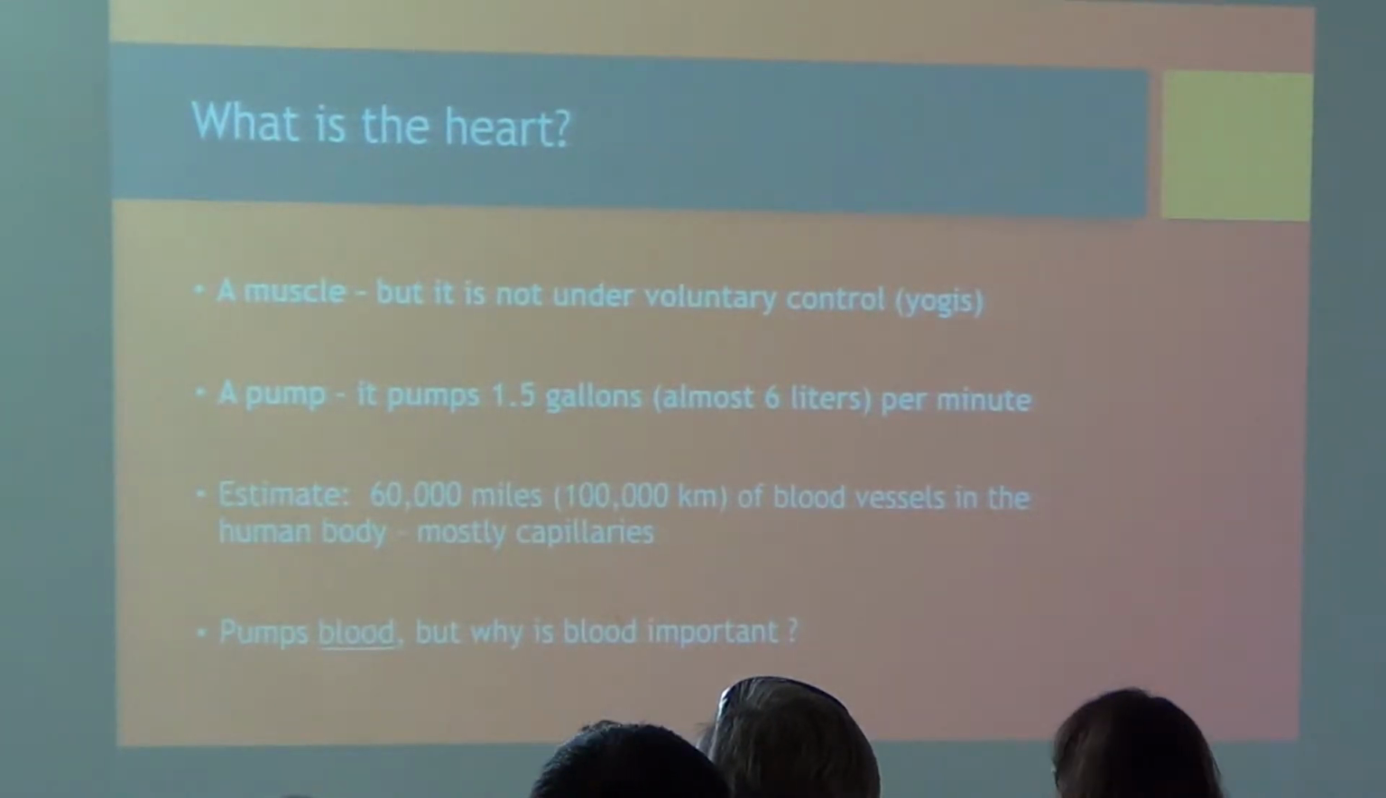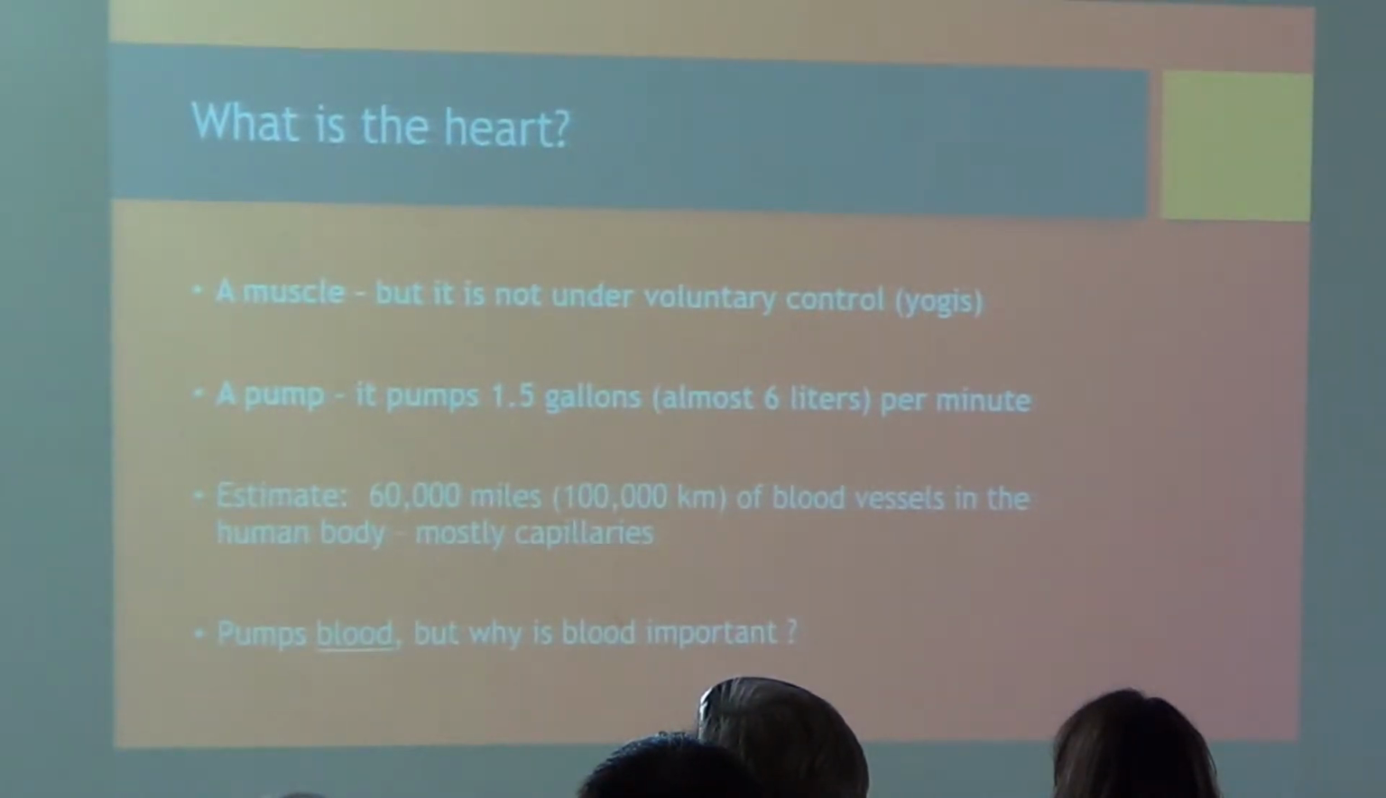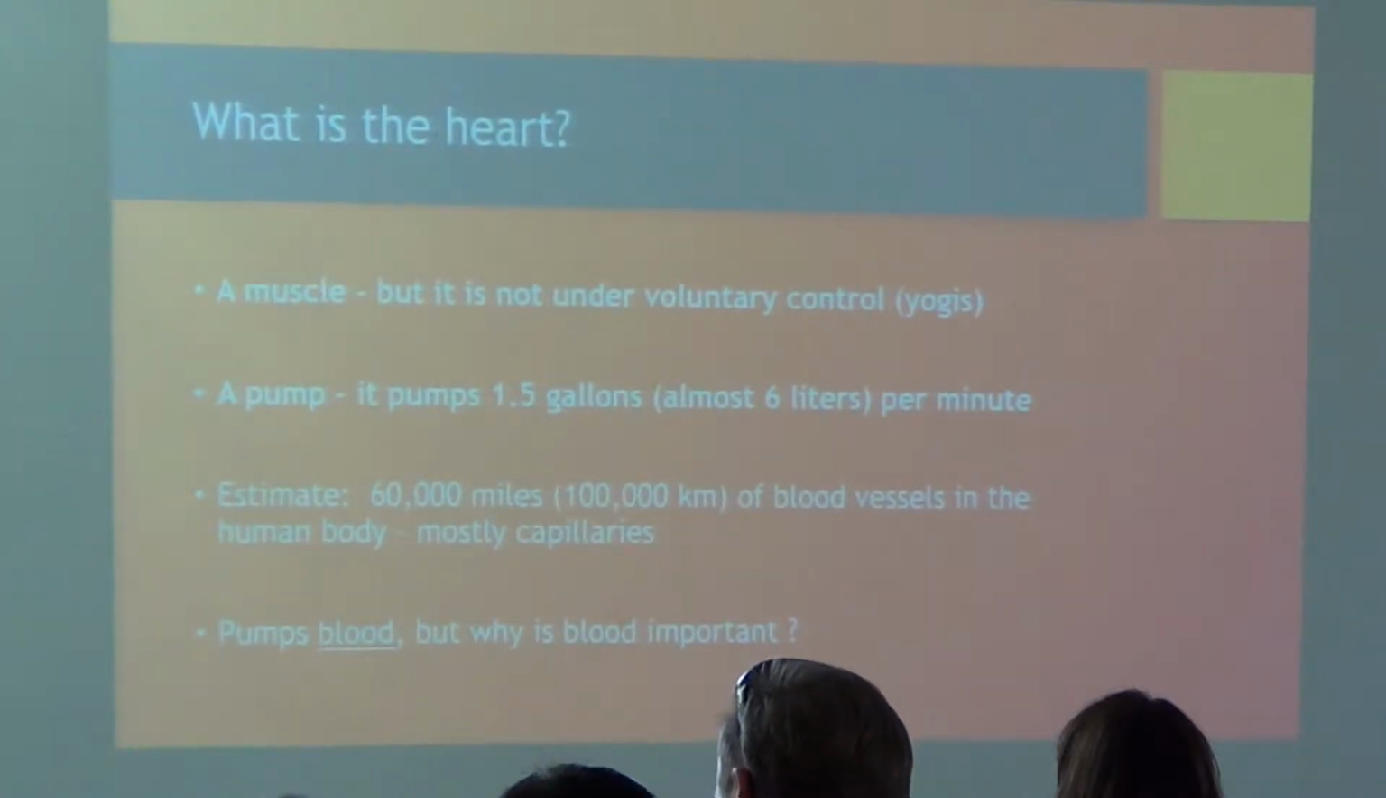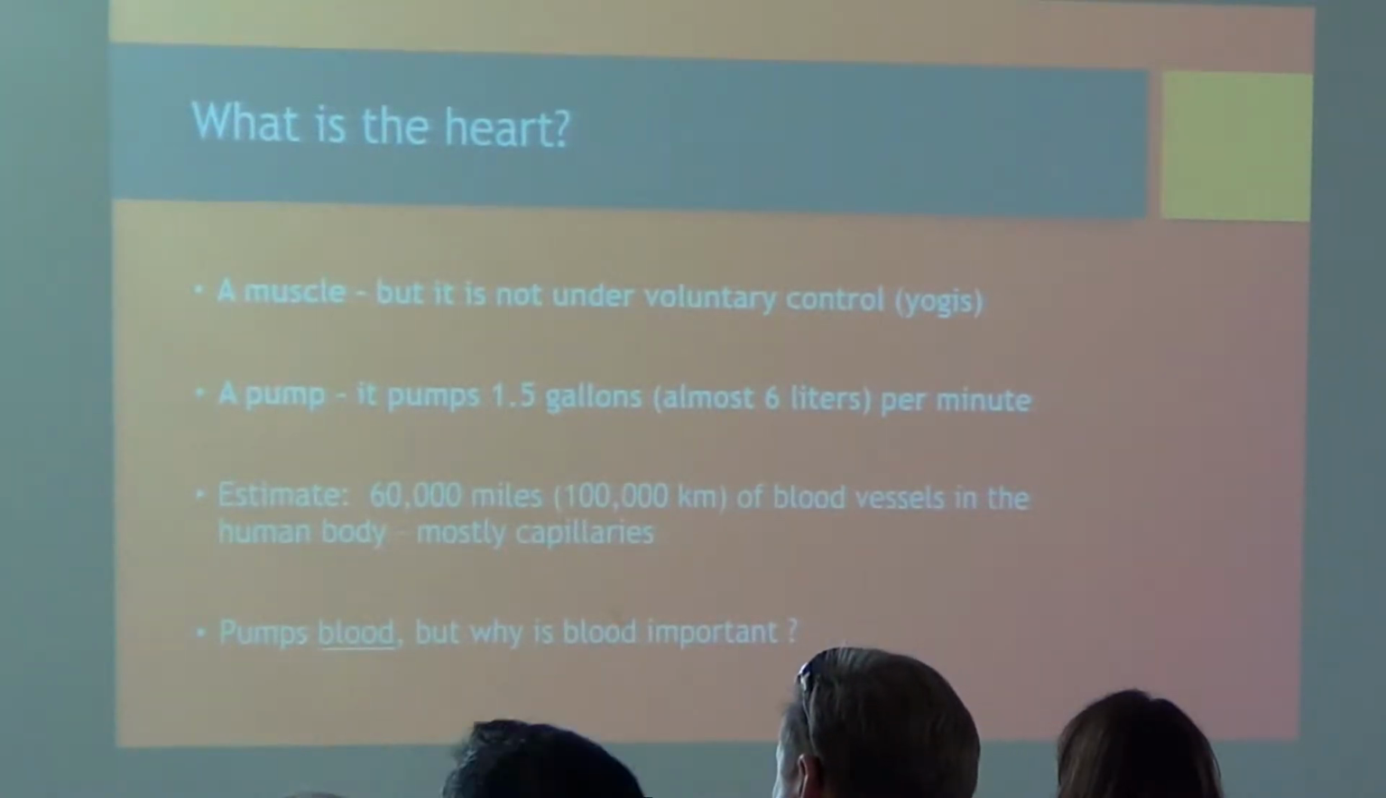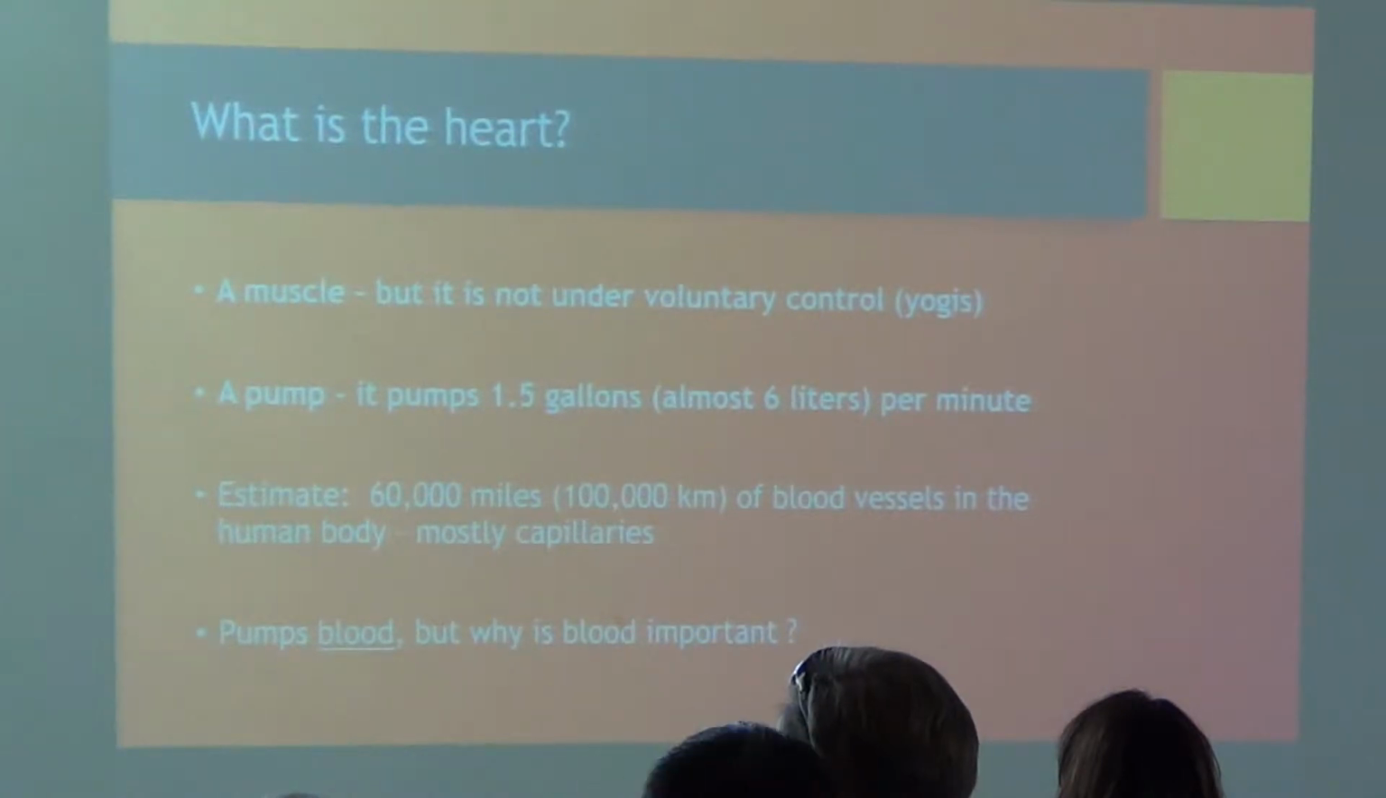You can't really talk about the heart without talking about the blood vessels, because of course they carry the blood that the heart pumps. There's no really good scientific estimate of how many blood vessels there are in the body, but somebody estimated 60,000 miles or 100,000 kilometers. The circumference of the Earth is about 40,000 kilometers, so you can see that it really is a lot, although like I say, it's a little bit dubious how accurate that is.